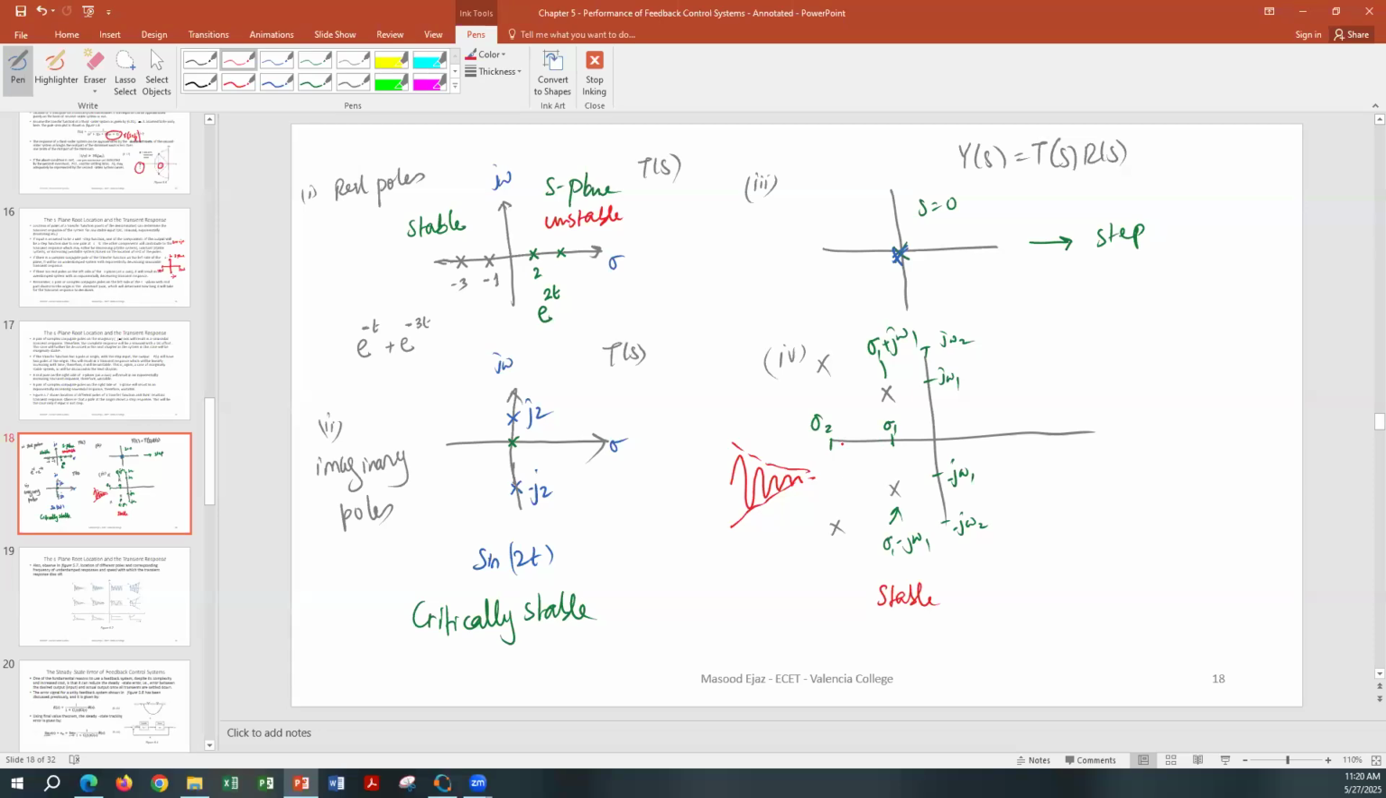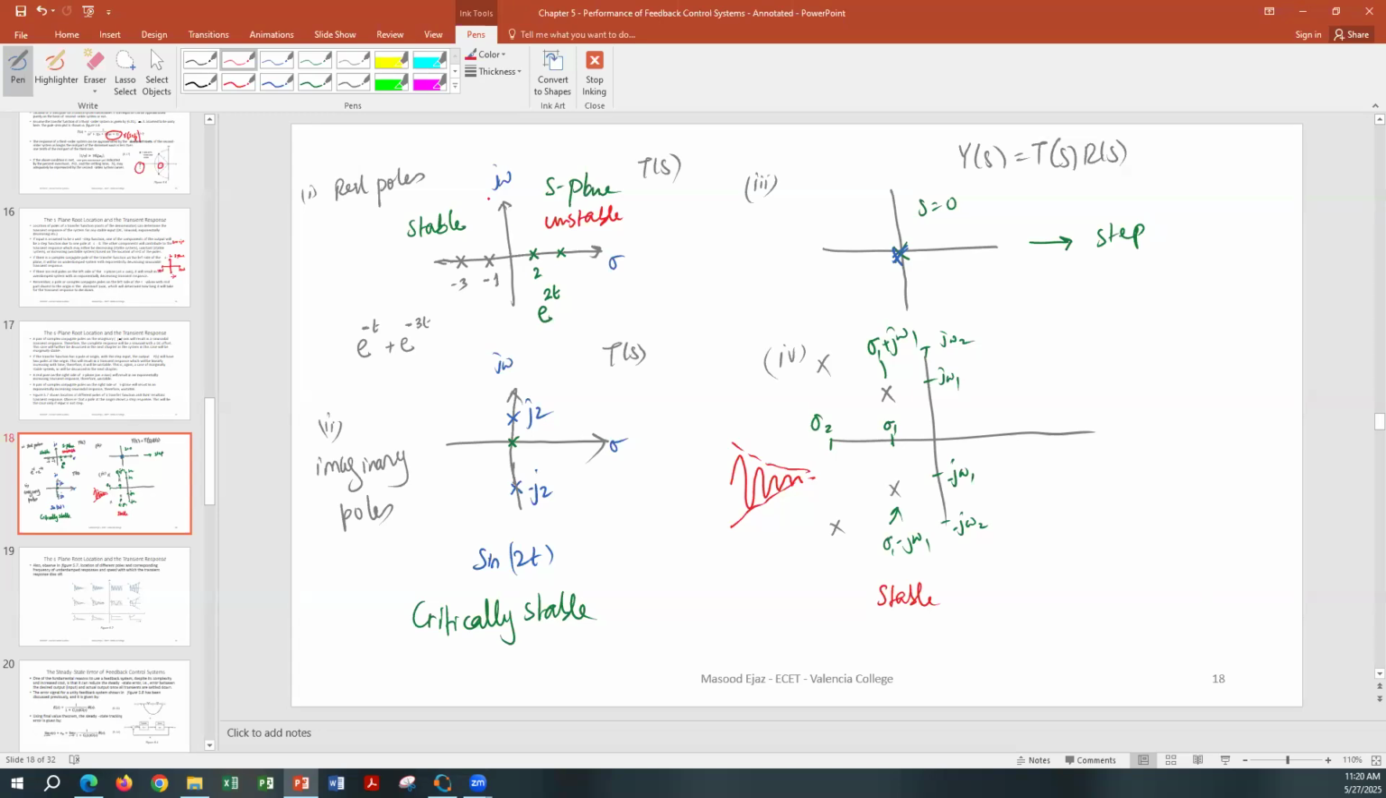It rarely happens though. We don't really have multiple poles on the real axis. It rarely happens because your input is usually not an exponentially decaying or sinusoidal function. Your input is usually a step function or sinusoidal function. So generally, it does not happen.